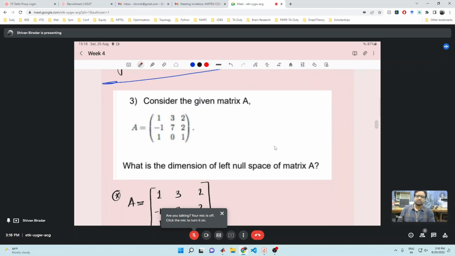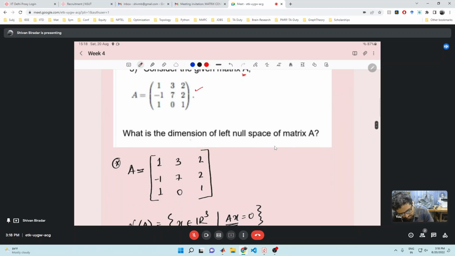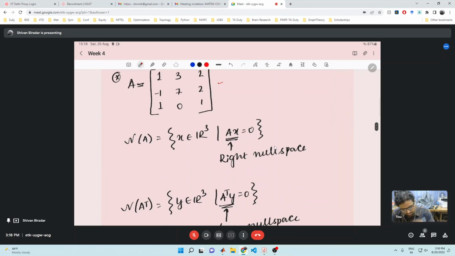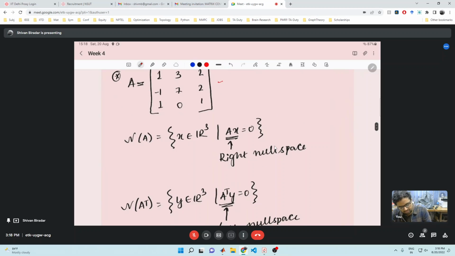So let us move on to our third problem. Consider the given matrix A. So this is your matrix. Now the question is, what is the dimension of the left null space of matrix A? So you have this matrix. How do we define the null space of matrix A? The null space of matrix A is defined as the set of all x belonging to R3 such that these x, when multiplied by A like this, result in a 0 vector. So we call this the right null space.